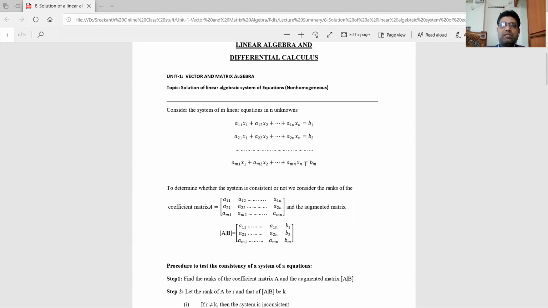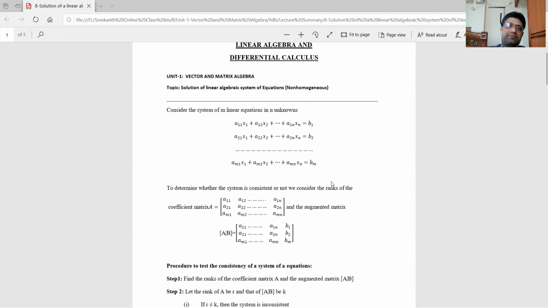Suppose we want to solve this system. Then the procedure is as follows. First, we will write this in matrix notation: AX equals B, where A stands for the coefficient matrix, X stands for the column vector of unknowns, and B stands for the column vector of constants. To determine whether this system is consistent or not, we consider the ranks of the coefficient matrix as well as the augmented matrix. Based on those ranks, we can decide whether this system is consistent or not.